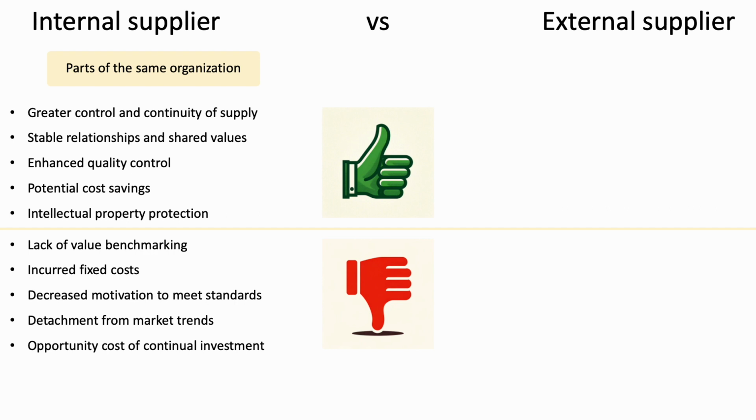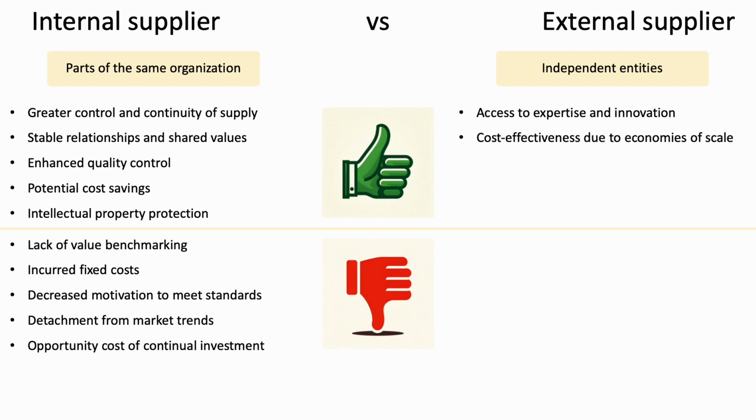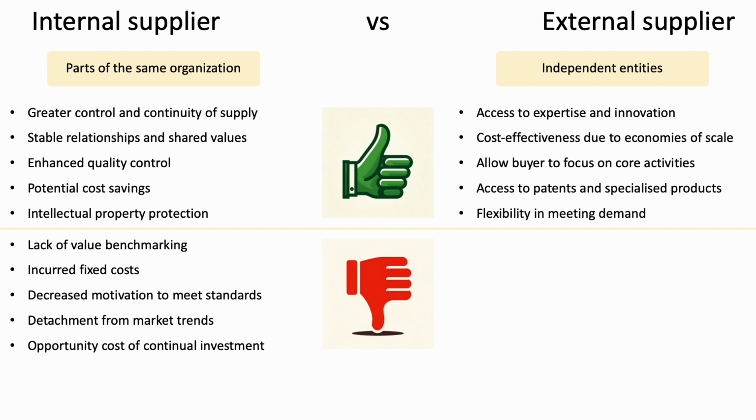External suppliers are independent entities that supply products or services to the organization. They provide goods or services externally, offering specialization not found within the organization. Advantages: external suppliers offer access to expertise and innovation, cost effectiveness due to economies of scale, resource allocation for core activities, access to patents and specialized products, and flexibility in demand fluctuation.